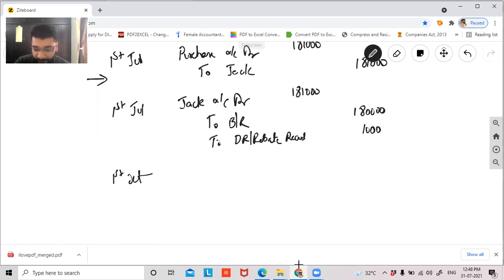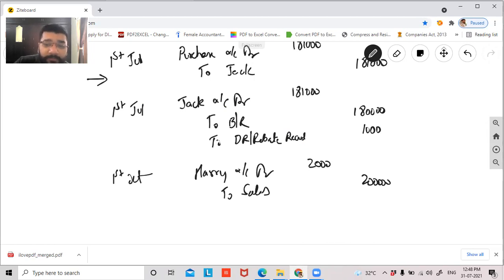What will be the entry? Harry to sales. Harry is my debtor. Now, Harry account debit to sales. Sale is worth 2 lakh rupees. And we have to receive 2 lakh rupees from Harry.